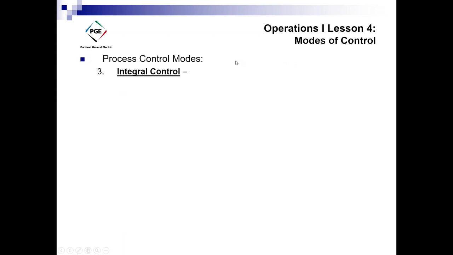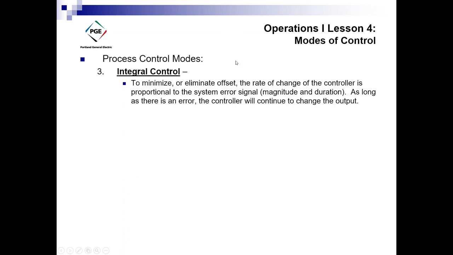So integral control. This is another channel you don't see integral by itself, but we're going to talk about just integral control, and then we'll talk about it combined with proportional integral. So to minimize or eliminate offset, the rate of change of the controller is proportional to the system error signal by magnitude and duration.